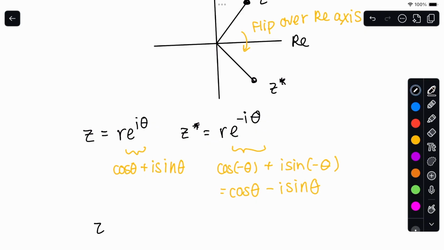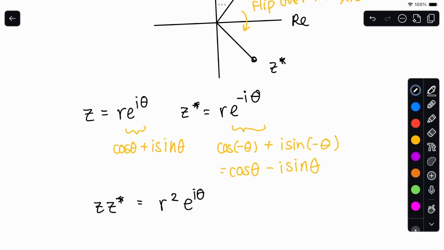And now if we multiply z by z star, then we're just going to get r squared, e to the I theta, e to the minus I theta. Those cancel out, and we'll just be left with r squared.